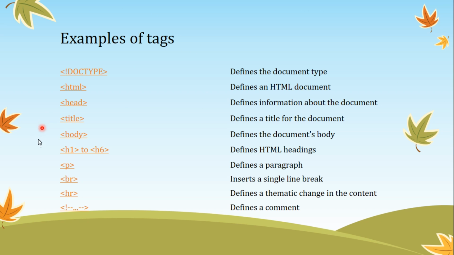Now here are some examples of HTML tags. Here we have the doctype. Its purpose is to define the type of document. Then we have the HTML tag, which defines the document as an HTML document. Then we have the head tag, which defines the information about the document. Then the title defines the title of the document. Body defines the document's body. H1 to H6 defines the HTML headings.